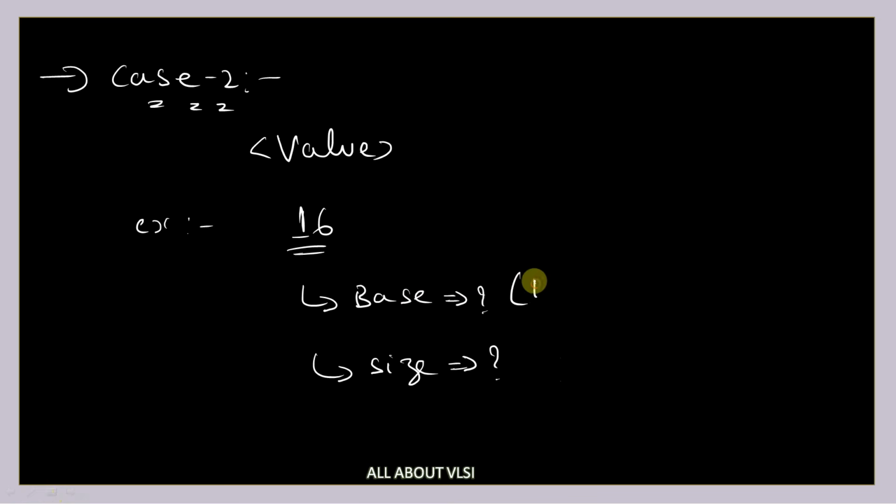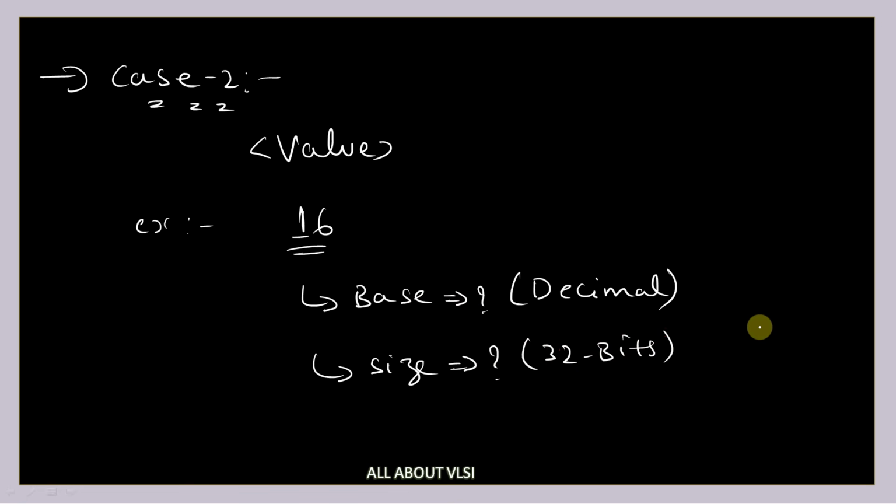So base will be decimal and size is nothing but 32 bit. If you are not writing any base, if you are not mentioning any size, the base will be considered as decimal and the size will be considered as 32 bits. So if you are simply writing a number, then the number will be considered as a decimal number.